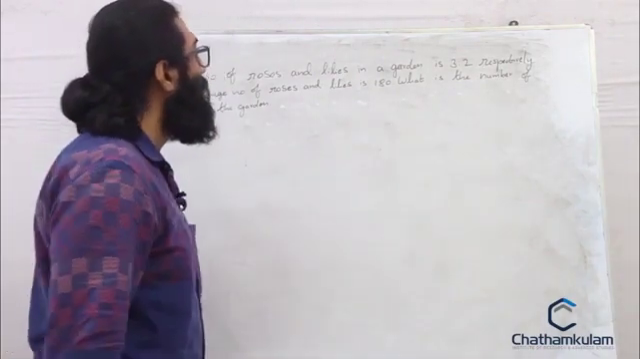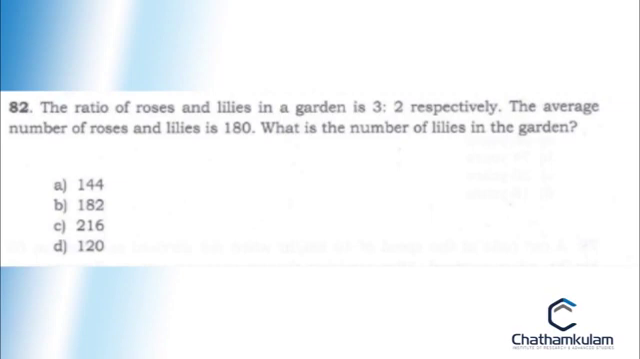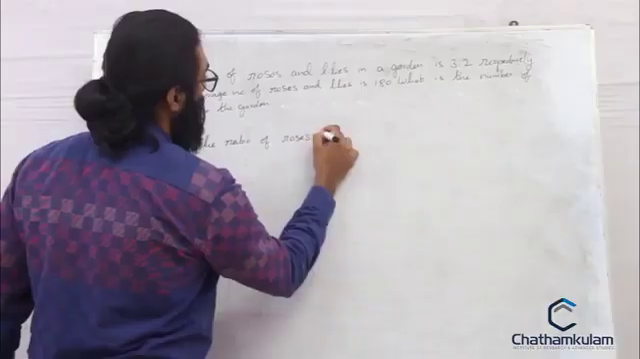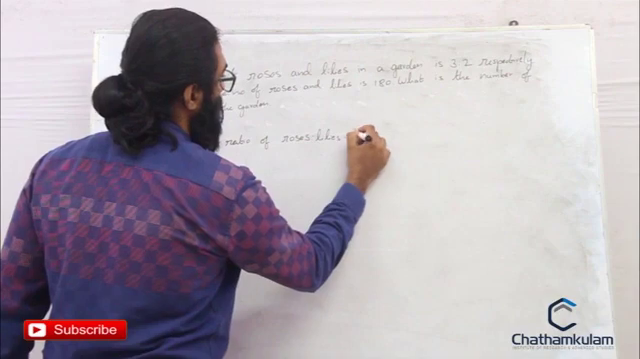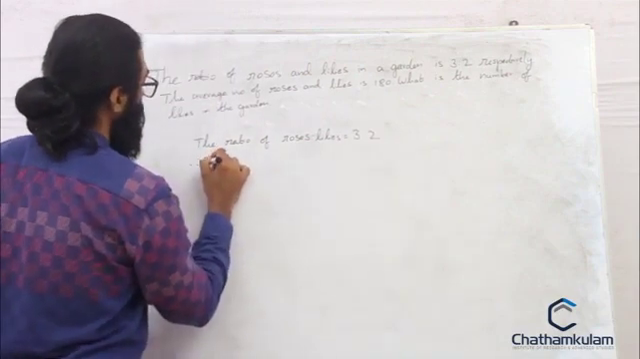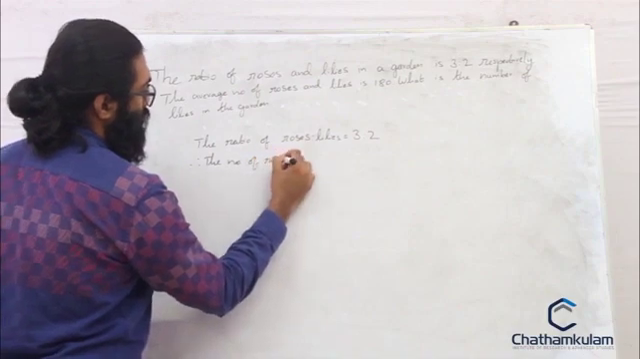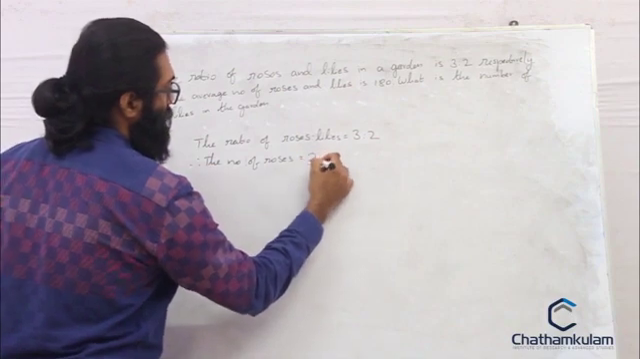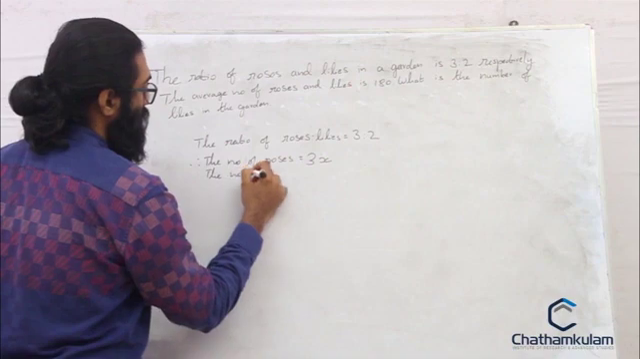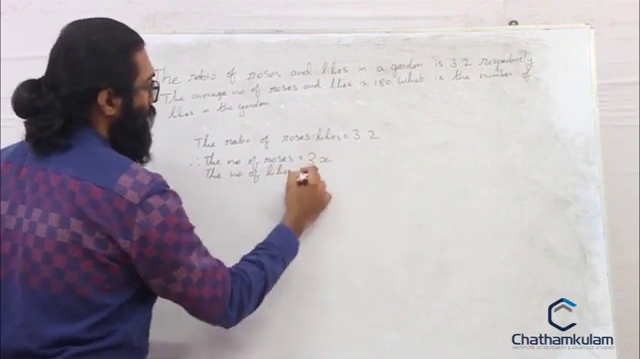The ratio of roses and lilies in a garden is 3:2 respectively. The average number of roses and lilies is 180. What is the number of lilies in the garden? Right. So first we will just write down what is given in the question. The ratio of roses to lilies is given as 3:2. Therefore, the number of roses, we can write it as 3x. Also, the number of lilies, we can write it as 2x.